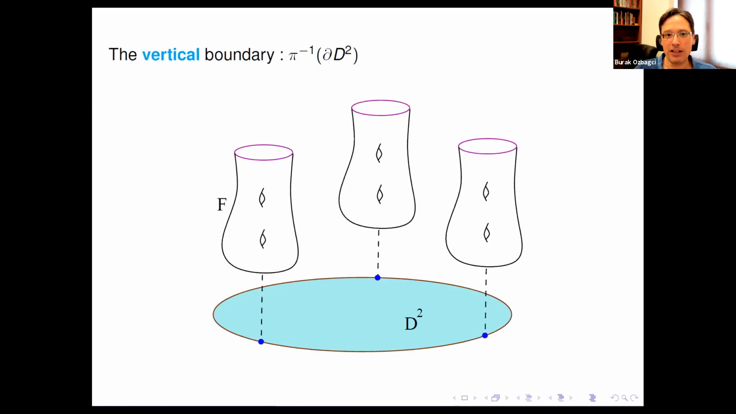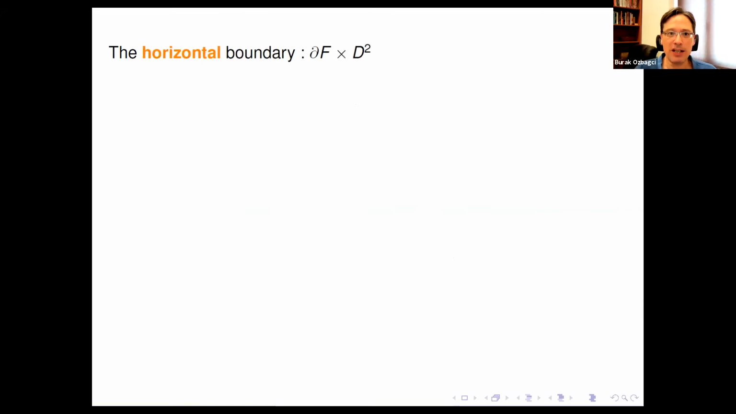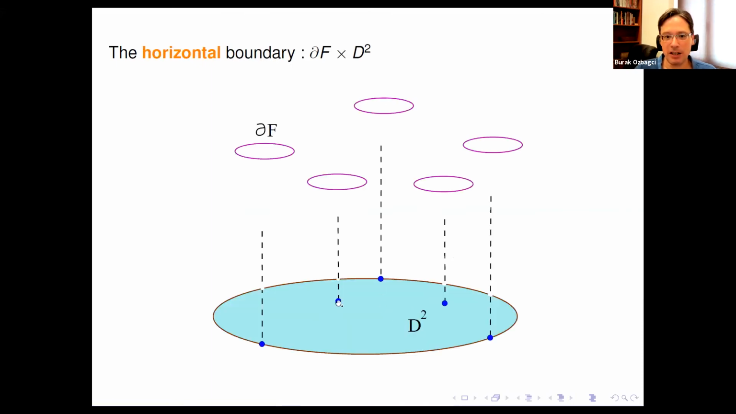So let me try to illustrate this. The vertical boundary will be pi inverse of the boundary of the base disk. This is the base disk, and there is the boundary. Above each point, there is the surface. It's a surface fibration so far. This is one part of the boundary, which is vertical because it looks vertical in this presentation. And there's a horizontal boundary, which looks like this. So we have the disk, and above the disk, every fiber, regular and singular, will have exactly the same boundary F, maybe more than one component, but then the disk cross that boundary will be a part of the boundary of the four-manifold, which is boundary F cross D2. Together, that gives you an open book decomposition.